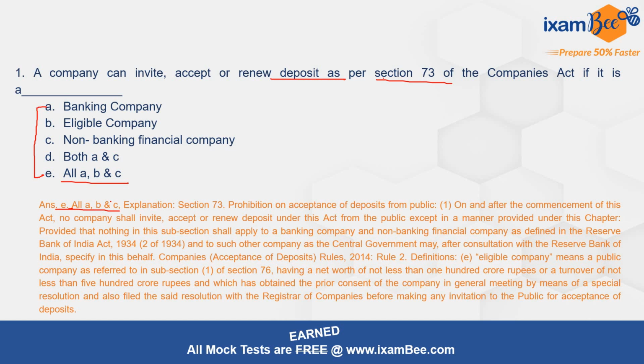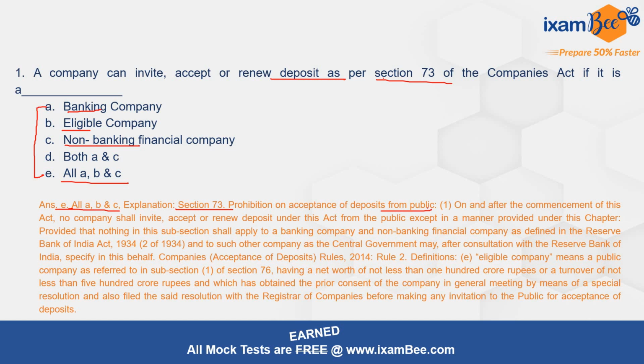So question क्या था हमारा, एक कंपनी जो है invite, accept या renew कर सकती है deposit अगर वो कौन सी category of company है. It is basically if it is a banking company, eligible company and non-banking financial company. Because अगर हम section 73 की बात करें जो कि हमारा first and foremost section है इस particular topic से related, so that talks about prohibition of acceptance of deposit from public.